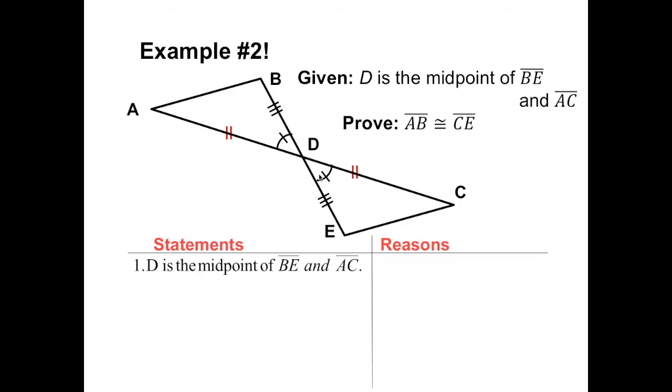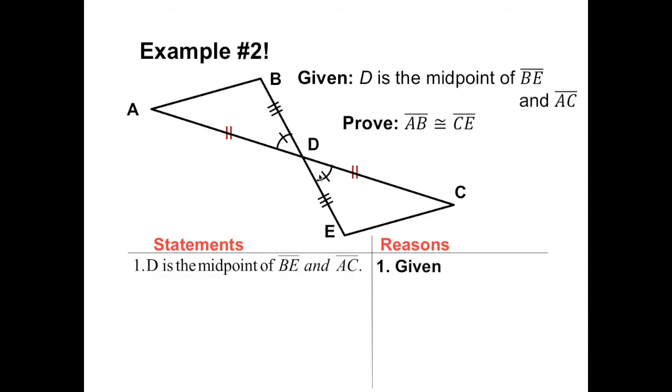So let's get this all down on our paper here. If we're doing this problem on a test, you can get this done in maybe a minute and a half, tops, I think, for this one. Step one, you're robotically done. Pretend you're doing this on the test. You're writing this down. Step one, D is the midpoint of segment BE and AC. Reason, of course, given.